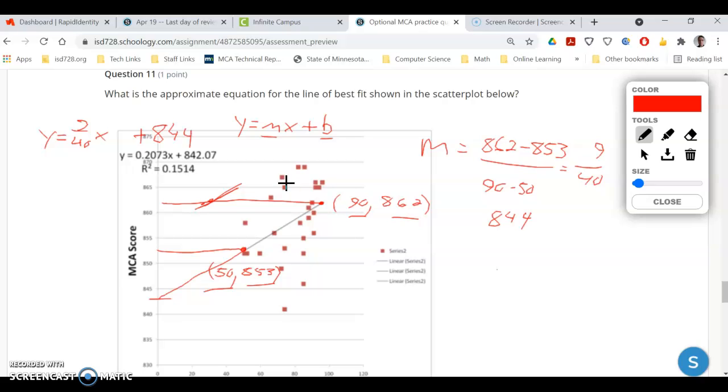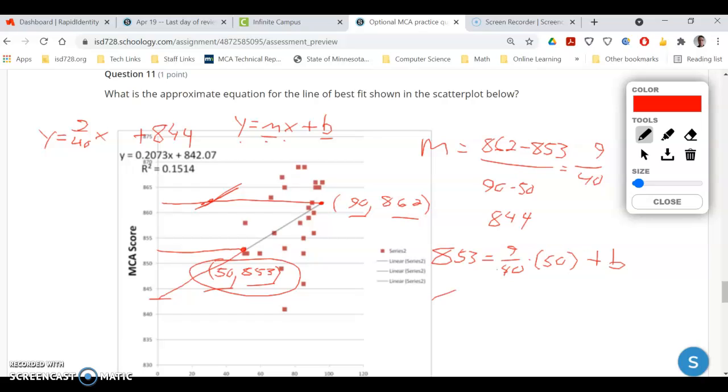If you want to find the y-intercept a little more exactly, what you can do is take the equation and plug in like this point, or either point actually, and our slope, and then solve it for the y-intercept. So basically I would do y of 853, equals slope of 9/40, times x of 50. So I'm taking this point right here. So y, slope, and x, and then I can find b. So solve that for b. So basically multiply these and then subtract.